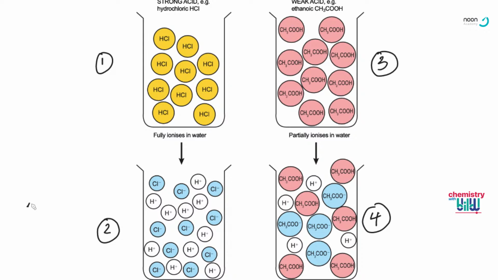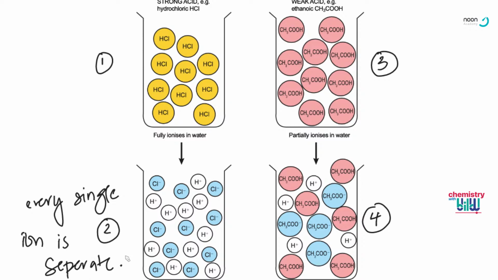You see, every single ion is separate because वो strong है. And a weak acid, ethanoic acid, जो pink वाले हैं, the pink ones are unionized acid. But when you add water, most pink remains pink. Only some pink becomes blue and white. So this is partial ionization. Alright?